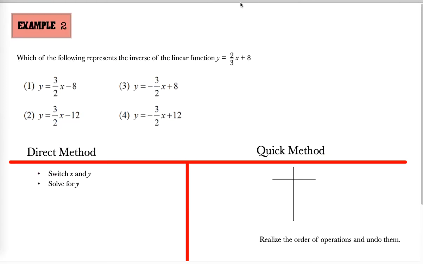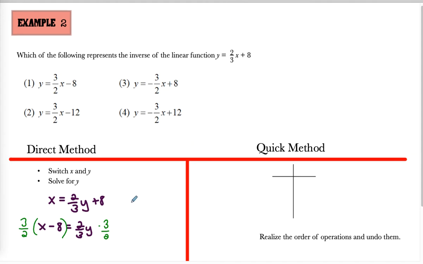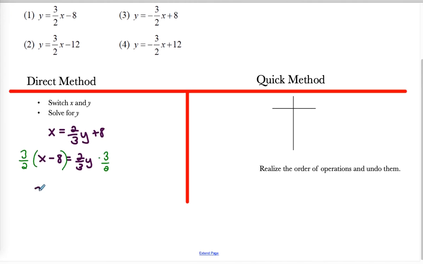Example 2, really quick again. We're going to switch x and y. We're going to solve for y. And once again, right here, please realize that if you have a fraction, the easiest way to undo a fraction is to multiply by its reciprocal. And that would get me 3/2 x minus 12 equals y. And there we are, choice 2.